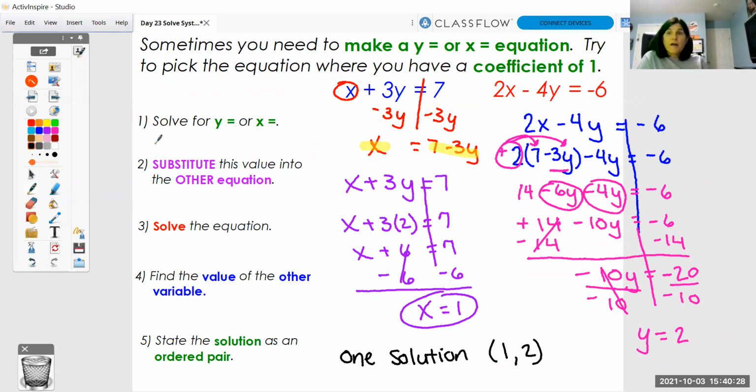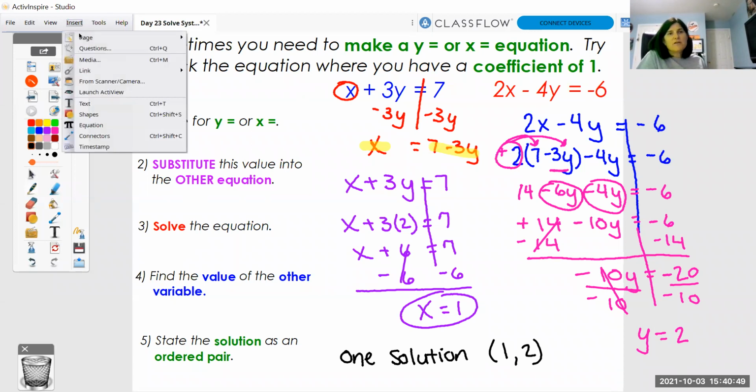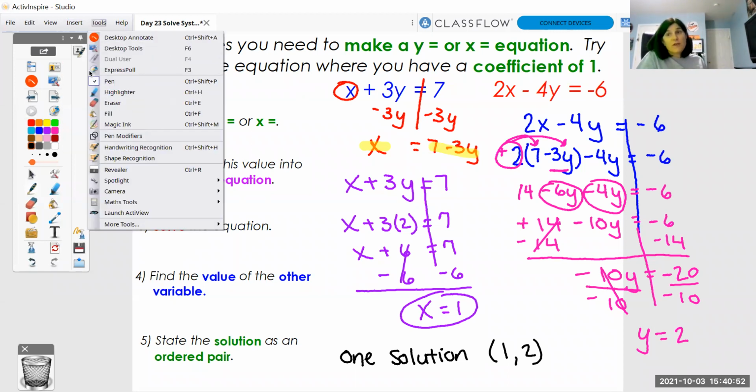All right, one other thing: you know that sometimes we have no solution and sometimes we have infinite solutions. What will happen is if you solve this and your variables disappear, that means you have either infinite or no solution, right? So in this case, my variable didn't disappear. I ended up with a number for my variable. And so that means that there's one solution.